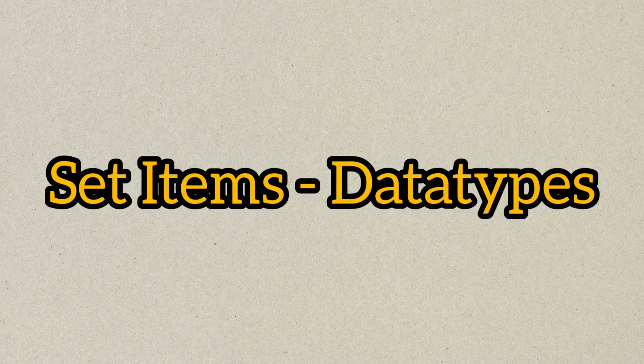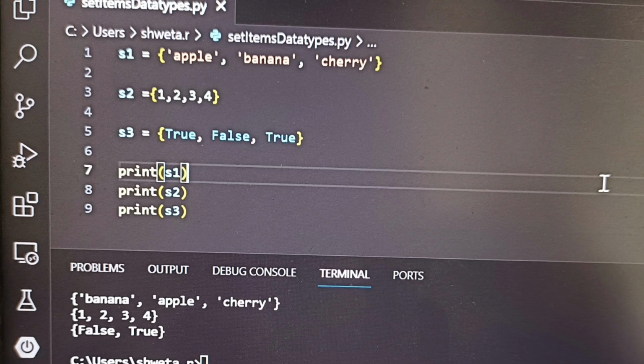Next is set items data types. Set items can be of any data type like string, int, boolean. First, S1 is created with strings. Second, S2 is created with integers. And third, S3 is created with boolean elements.